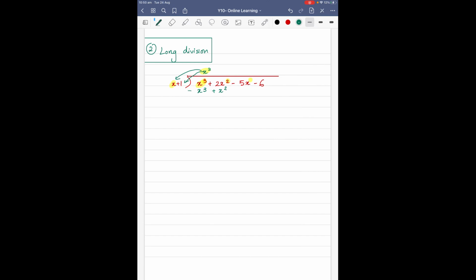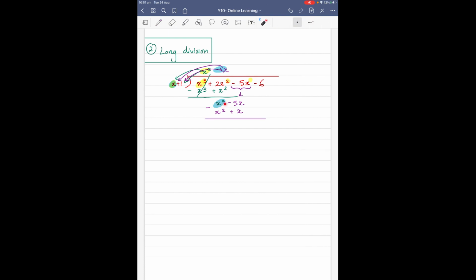We're going to subtract it to find the remainder. So we know x cubed minus x cubed gives you nothing. We know that positive 2x squared minus x squared gives you 1x squared. Going to bring down the next term, which is minus 5x. Same gist. Something times x has to give you x squared. So we know positive x times x gives you x squared. Positive x times 1 gives you positive x. Subtract it to find the remainder.